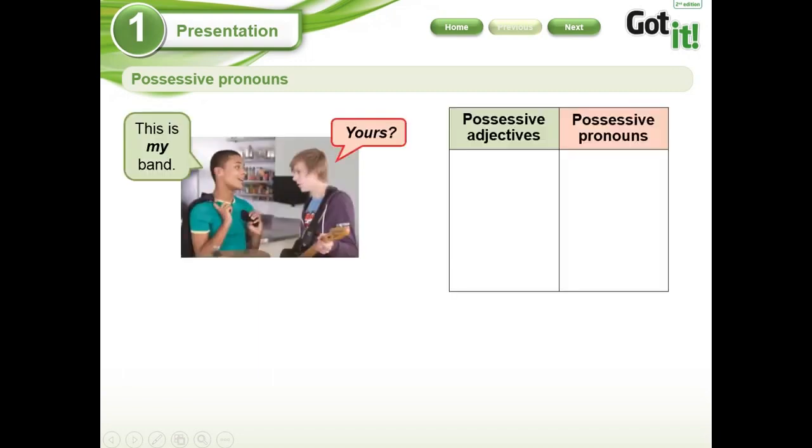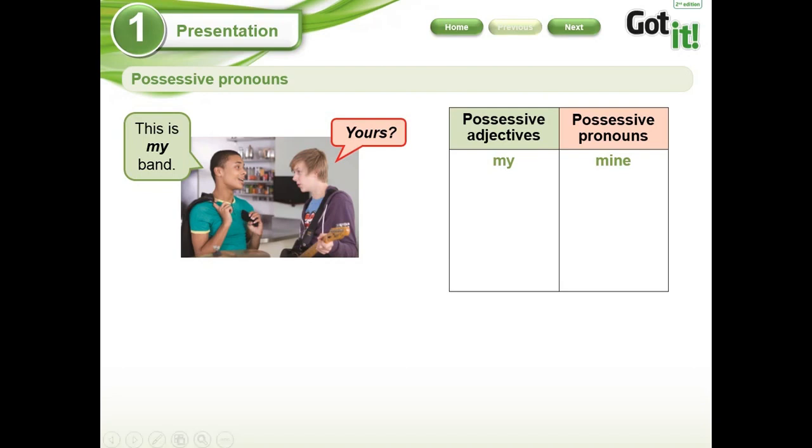And so here let's discuss this. Here we have two examples. This is my bed. Yours. So here on the first chart we see in green the possessive adjective my, and on the other hand we can see the red one, yours, that is the possessive pronoun. For possessive pronouns, it's going to be mine. This is the pronunciation. First one is my, and the other one is mine.